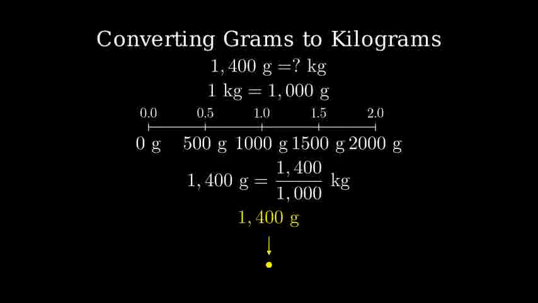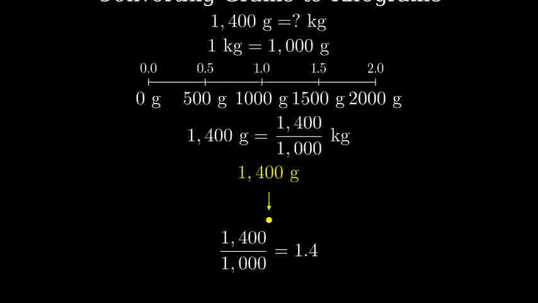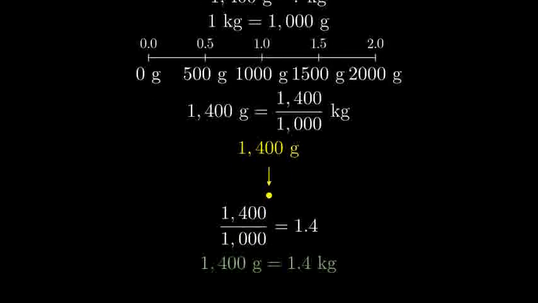We can see that 1,400 grams falls between 1 and 2 kilograms on our number line. Let's solve this step by step. 1,400 divided by 1,000 equals 1.4. Therefore, 1,400 grams is equal to 1.4 kilograms.